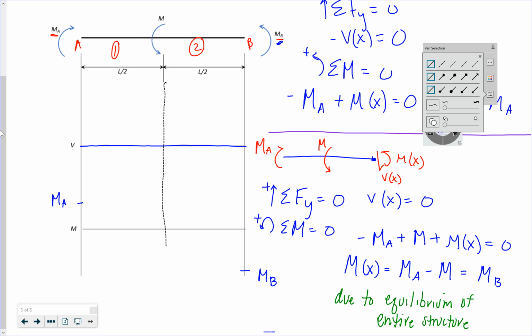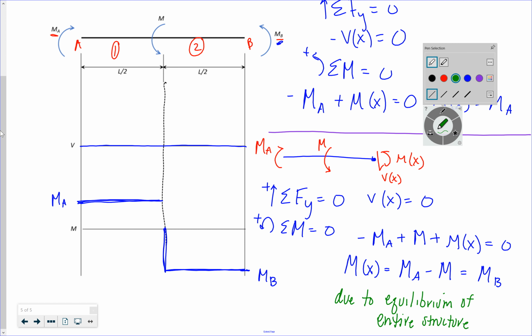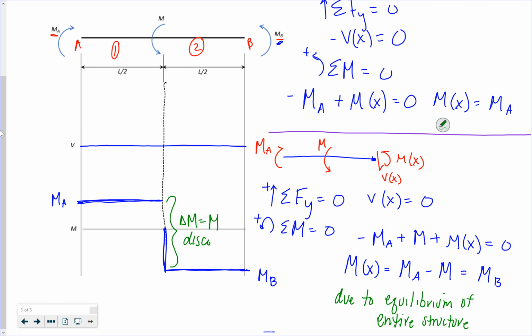I have a constant moment MA. Then I have a constant moment MB. And the difference between the two, my discontinuity, is that concentrated moment. Not much else to say.